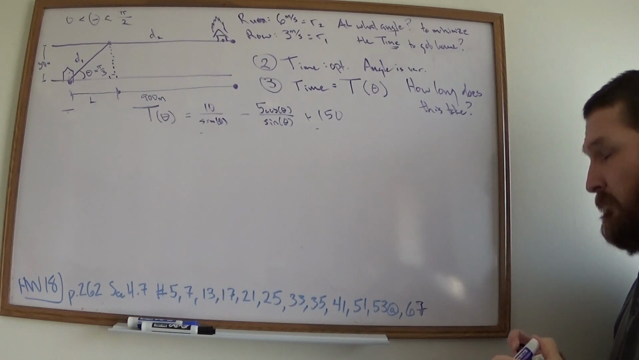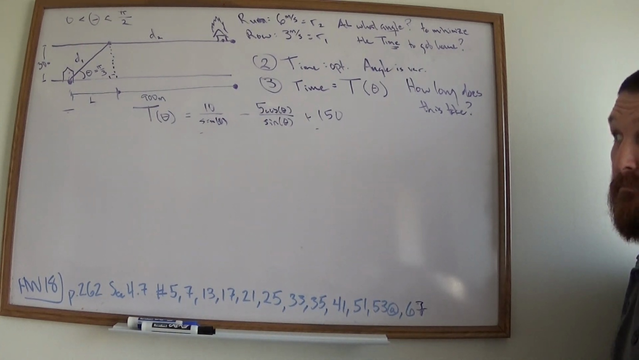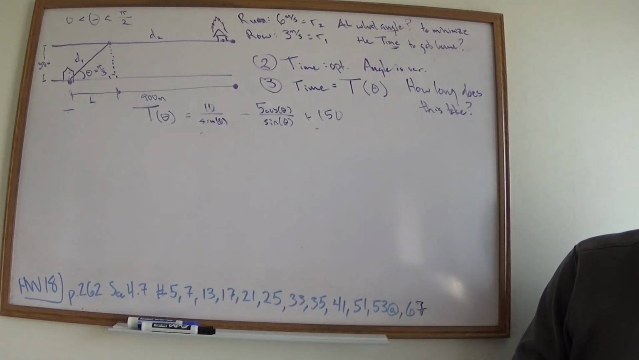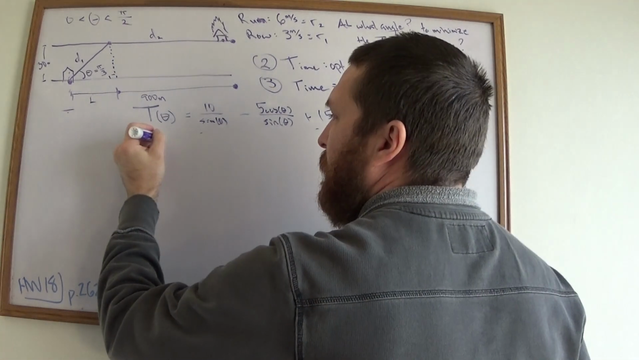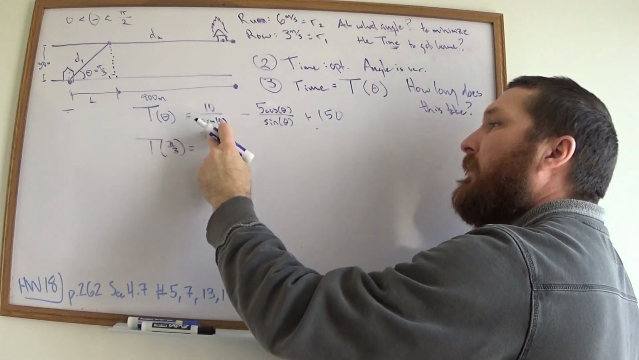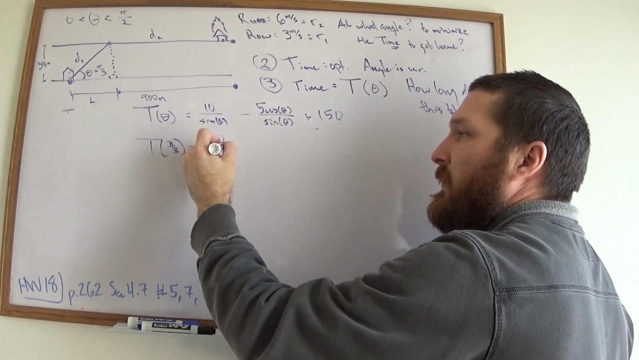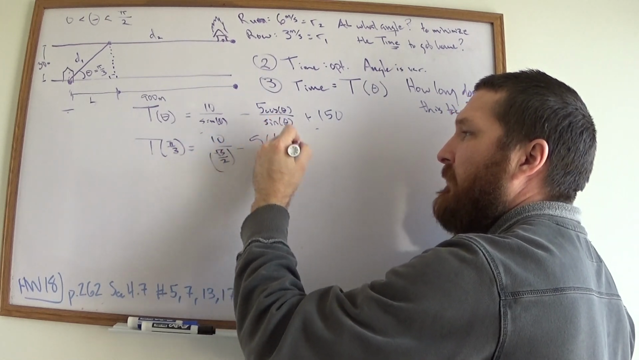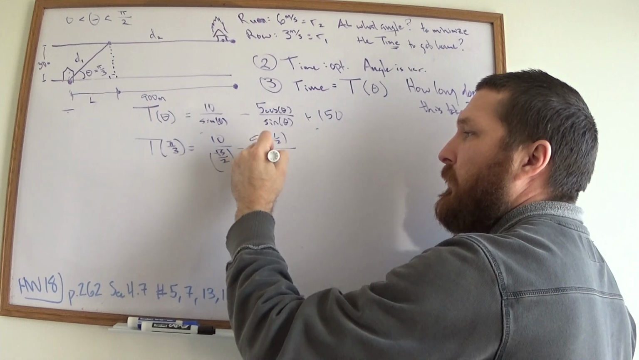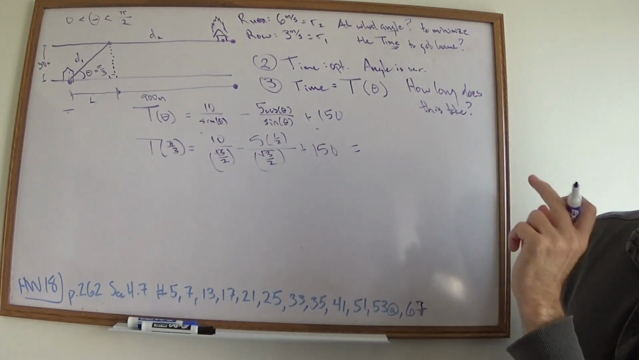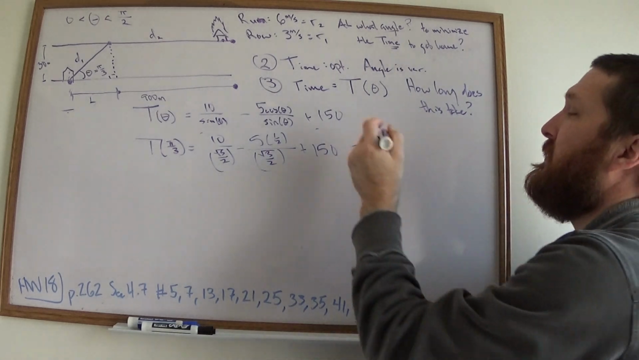So, plug in pi over 3. There you go, right? Plug in pi over 3. Now here's the thing about this. Let me just do this first. We're not going to do it all, but if you plug in pi over 3, you get 10 root 3 over 2 down here, minus 5 times a half, another root 3 over 2 down here, plus 150. And that works out to 158.66.